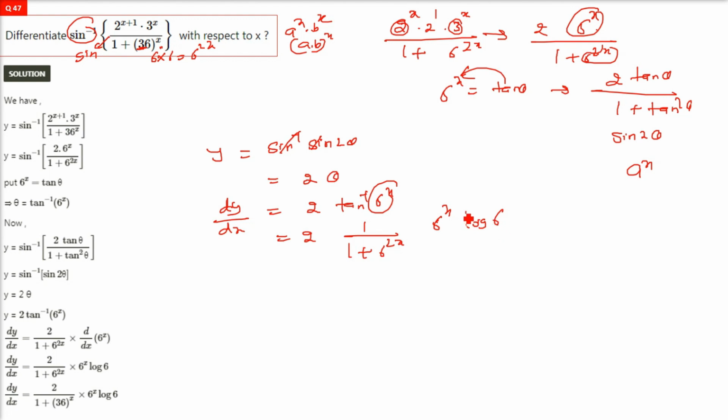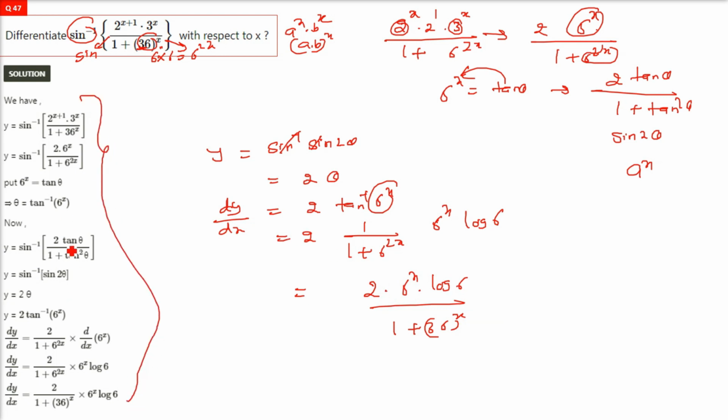Now let us combine everything. Well, this is the final answer, just to write it in a proper way. 2 into 6 to the power x log 6 divided by 1 plus 6 to the power 2x, which can be written as, again, because we have started with that, 1 plus 36 to the power x. This is your dy by dx. This is your final answer. This is how you have to write, okay? Everything has to be put in words.